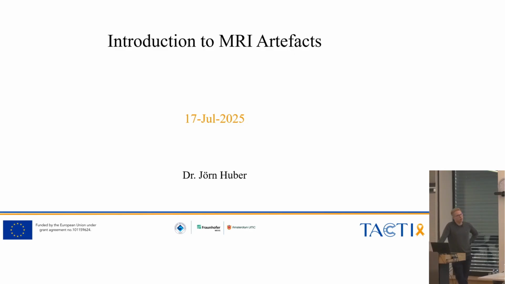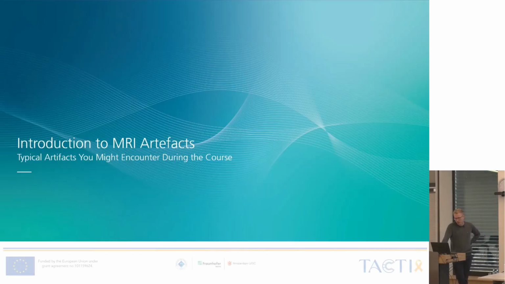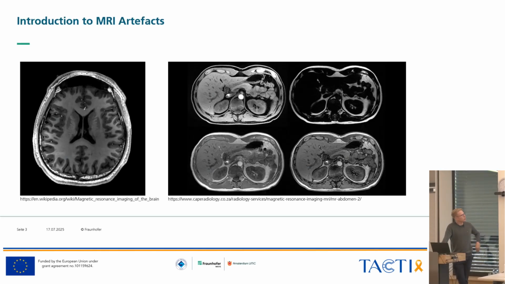So I'm going to show you some artifacts, and maybe some people already know them and could comment on them, what they are, and then we can have a quick discussion on them. So yeah, as I said, in principle, you want to achieve images like this, so perfect brain images, perfect abdominal images, which you can then use to, for example, directly derive information from them or to process them with quantitative tools. But as I said, usually you won't achieve that.